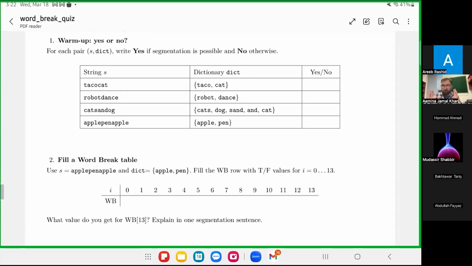I'm open for discussion on this. If you have a question, it's a fair thing, but I'm kind of asking you to think about it on your own. But why WB of 13? Because there are 13 letters in the string, right? So WB of the length of the string should mean that the answer is either yes or no for the whole string.